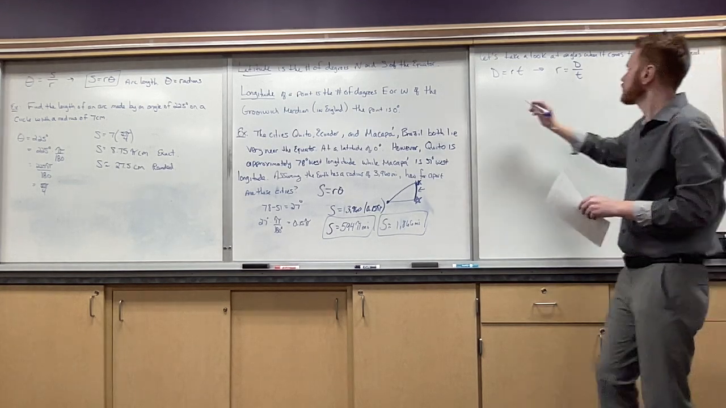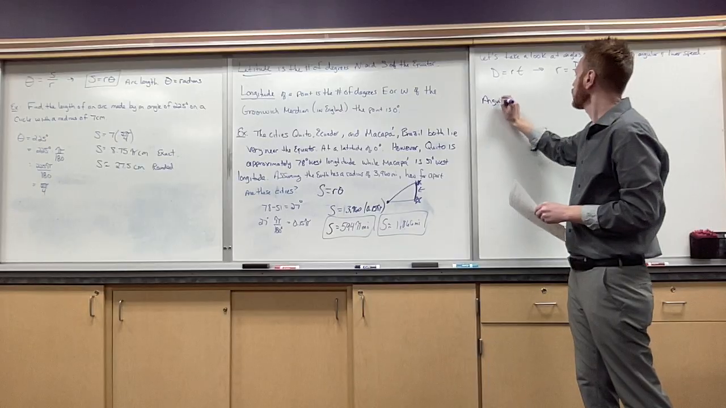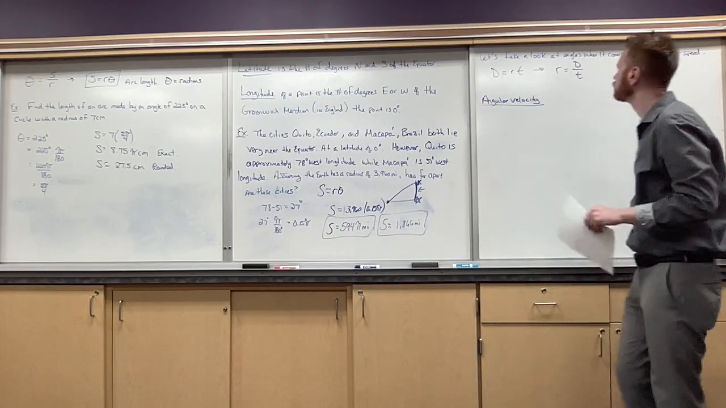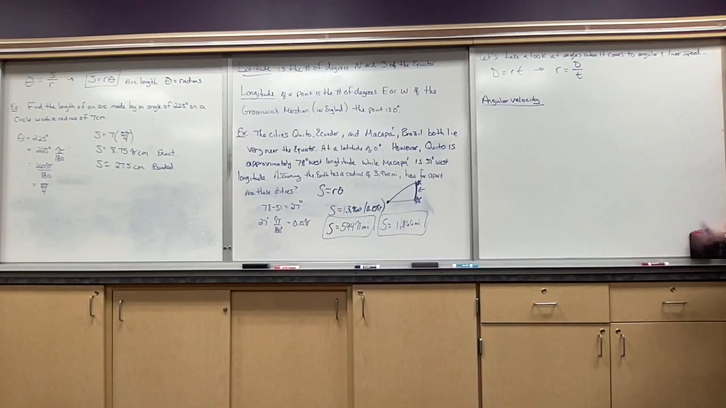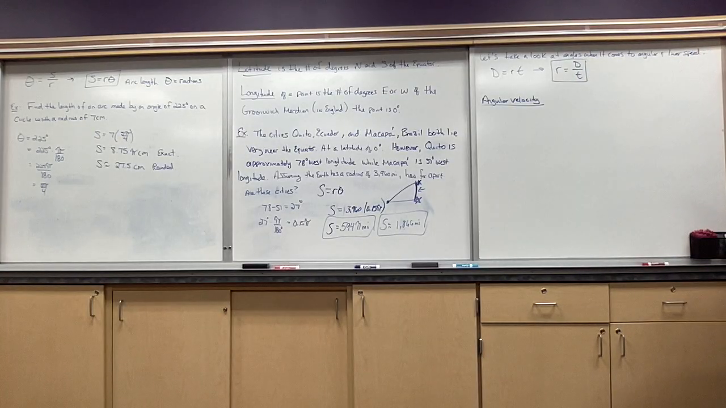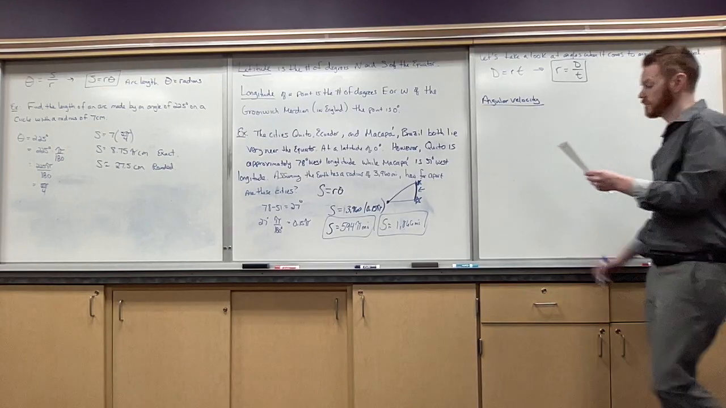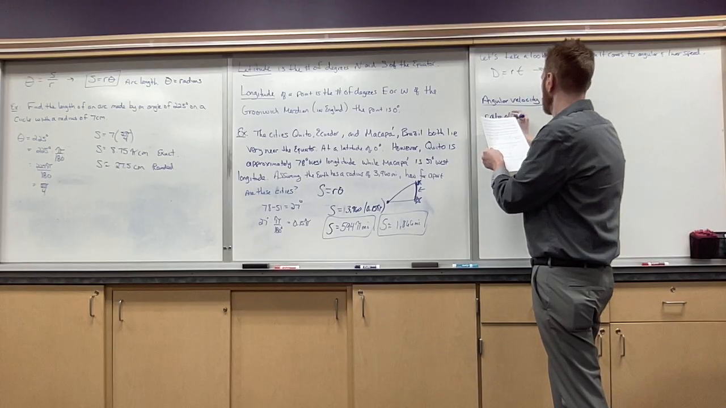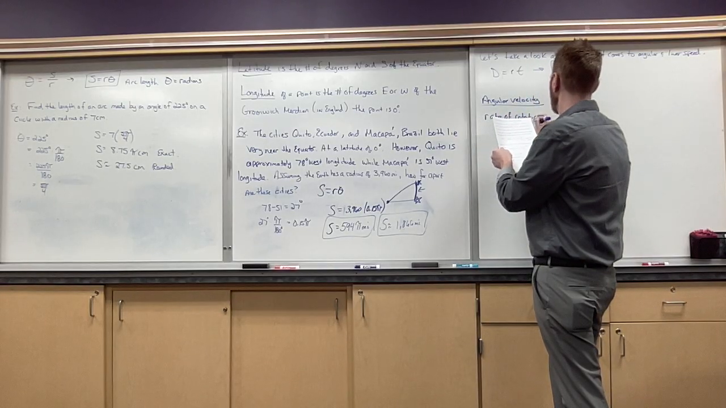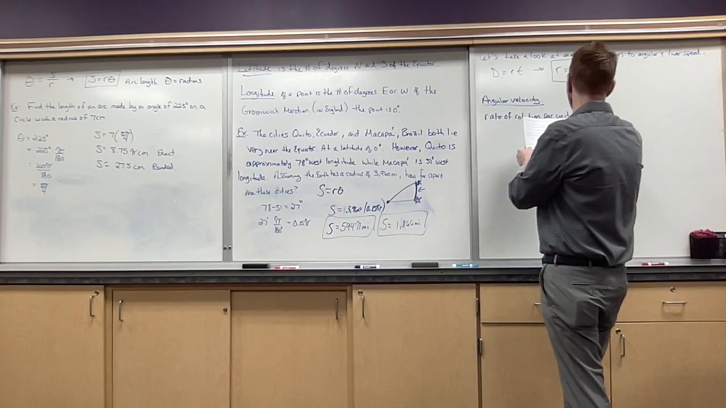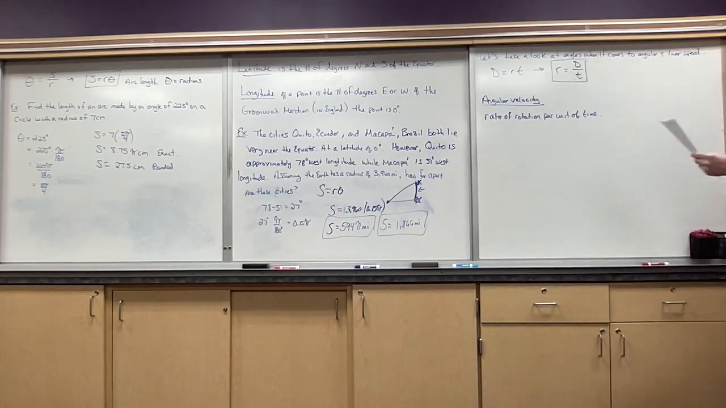So using this, let's talk about angular velocity. And I'm going to put a little box here because this is the one I'm going to be focusing on. So I'm going to swap some variables out. Okay. So angular velocity is the rate of rotation per unit of time.